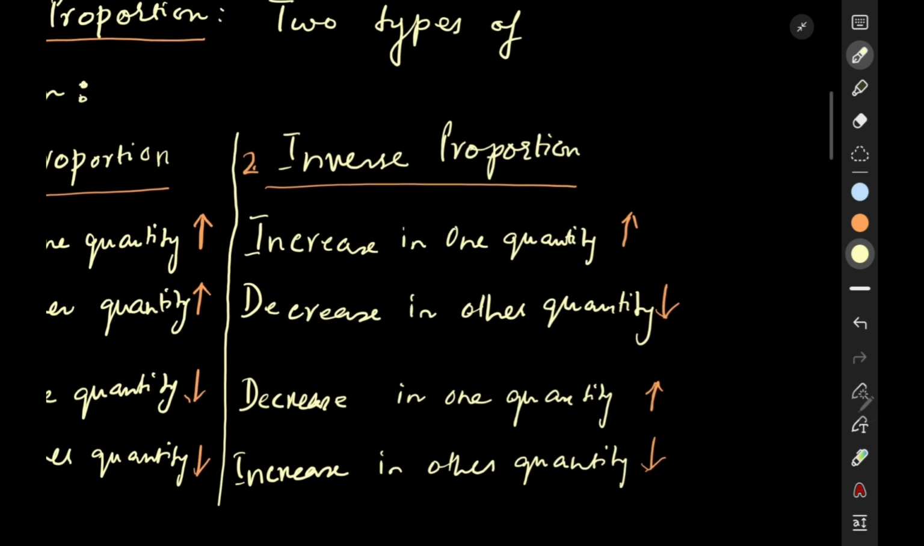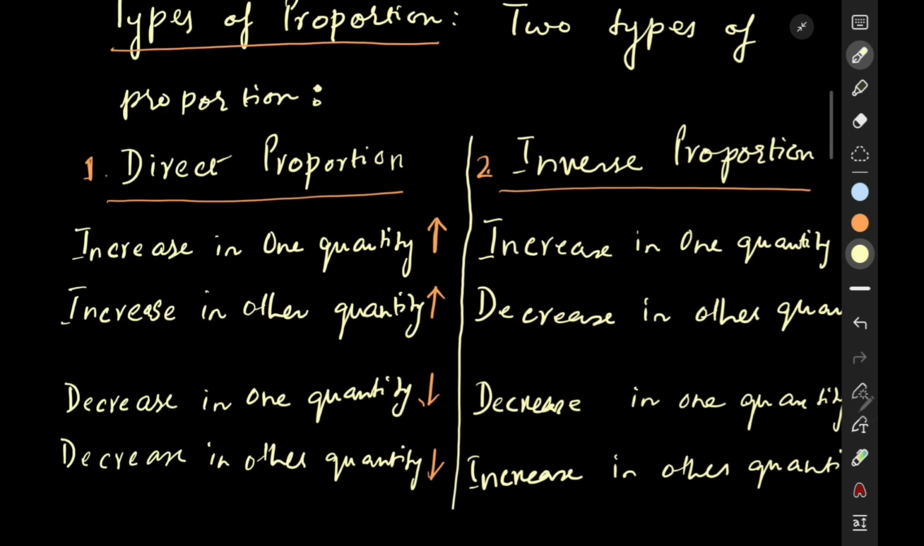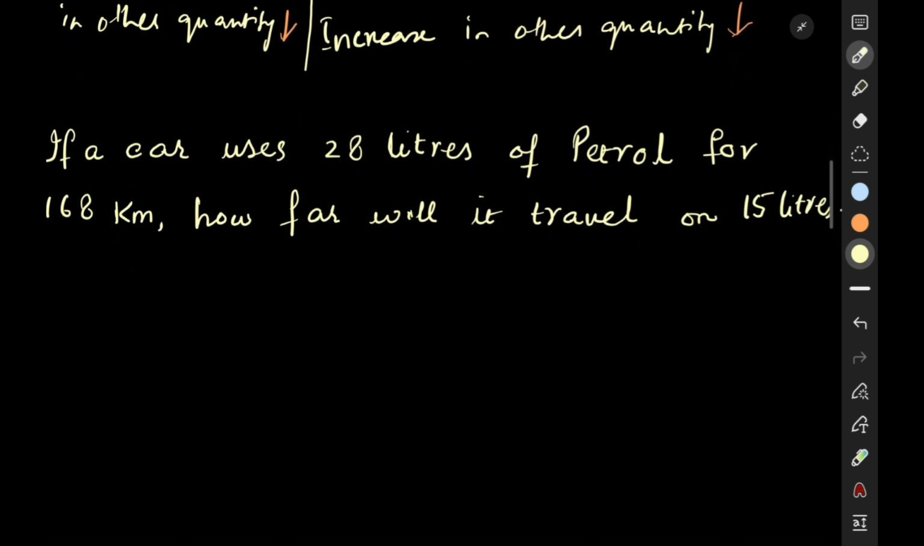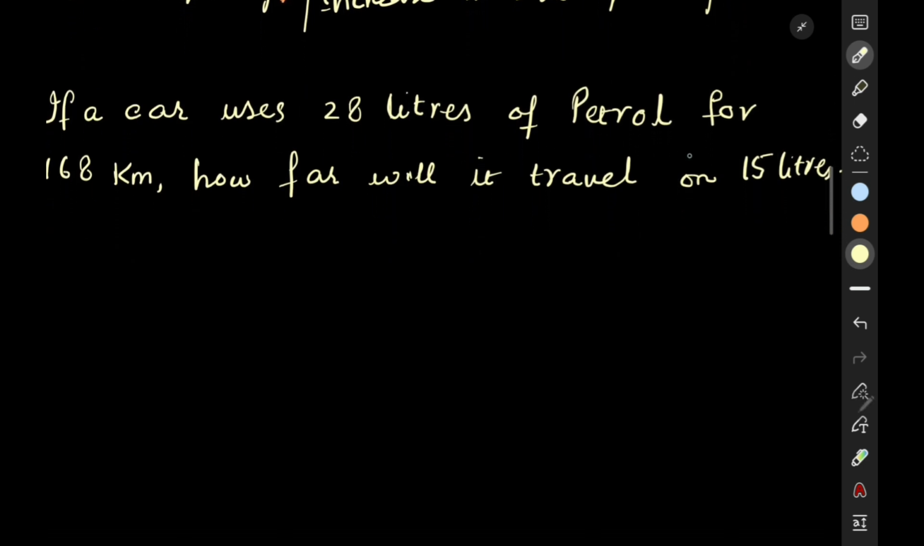Here you see in inverse proportion, both the arrows, one goes up and the other goes down, that is, in opposite directions. Whereas in direct proportion, both the arrows are in the same direction, either they go up or they go down. So now let's see the example related to direct proportion. If a car uses 28 liters of petrol for 168 km, how far will it travel on 15 liters?